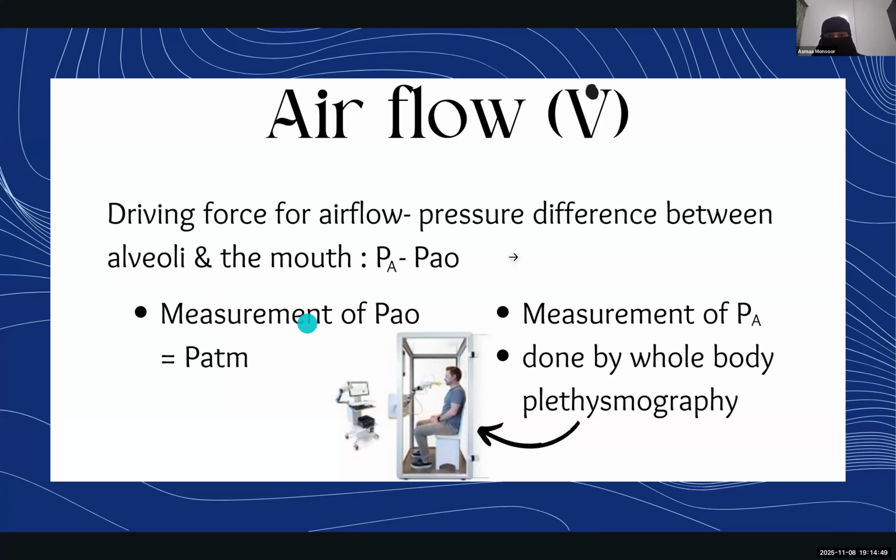Okay, so this PaO that you can see over here is the pressure in the airway opening, which is the mouth. Why such a complicated name? I don't know. Just say pressure in the mouth. But it's pressure in the airway opening.